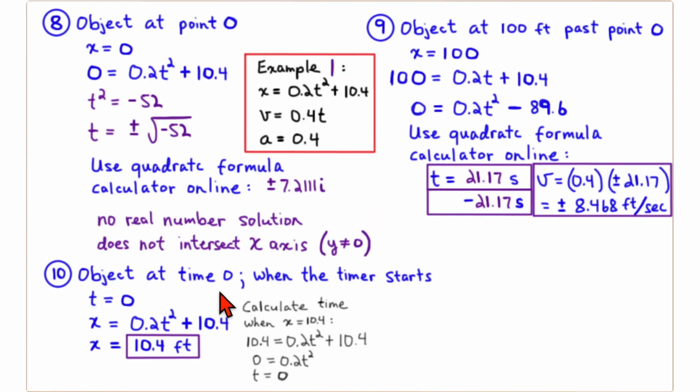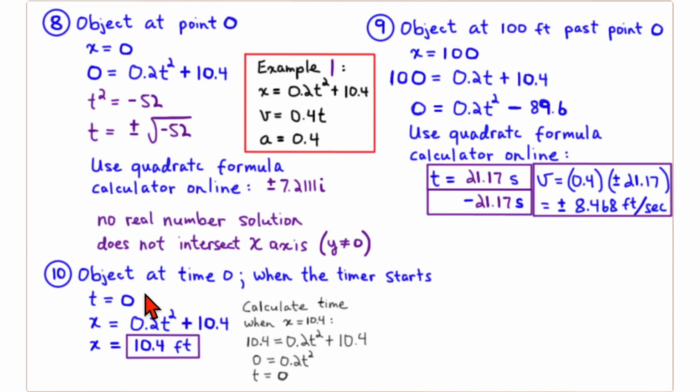And the object at time 0, when the timer starts, once again that body is 10 4/10 feet to the right of point 0. And then if you calculate the time when x is equal to 10 4/10 feet, plug that back in, you're going to get time is equal to 0. It has to make sense. So when time is 0, the body is 10 4/10 feet to the right of point 0. And when the body is 10 4/10 feet to the right of point 0, it is at time 0.